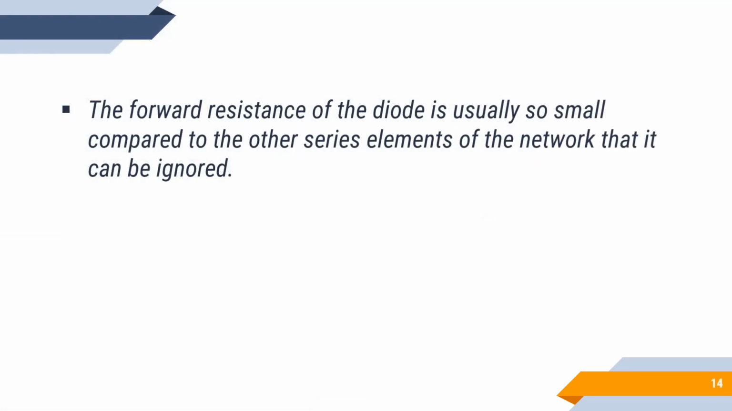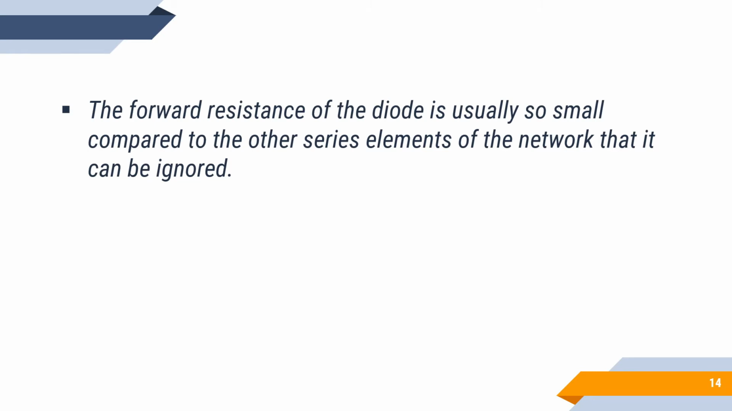So the forward resistance of the diode is usually so small compared to the other series elements of the network that it can be ignored. For the conduction region, the only difference between the silicon diode and the ideal diode is the vertical shift in the characteristics, which is accounted for in the equivalent model by a DC supply of 0.7 volts, opposing the direction of forward current through the device.